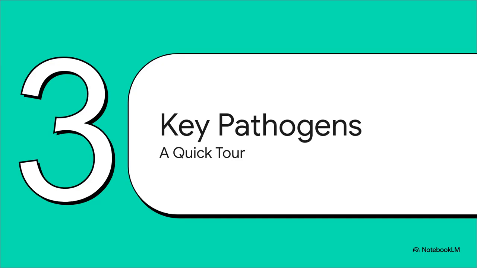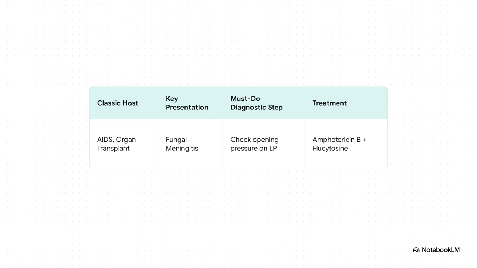Okay, buckle up. We're going to do a quick lightning round, a quick tour of a few other fungi that you definitely need to have on your radar. For these guys, sometimes just one little piece of the patient's history is the key that unlocks the whole case. First up, Cryptococcus. When you hear crypto, I want you to immediately think fungal meningitis, especially in patients with advanced HIV or organ transplant recipients. And here's the absolute, can't-miss, must-do step. When you do the lumbar puncture, you have to check the opening pressure. It's often dangerously high, and managing that pressure is just as important as the antifungal meds.